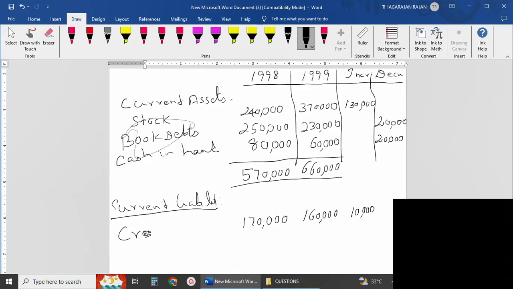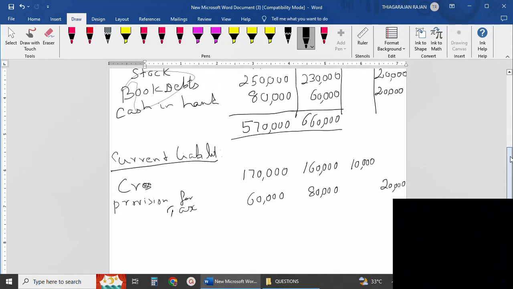What else is there? Next, provision for tax. Students, make a note: provision for tax is a current liability. It was 60,000 in 1998 and now it is 80,000. The liability has increased, so it should be shown on the decrease side. Is there any other current liability? Nothing. So we add all these: the current liability is 2,30,000 in 1998 and 2,40,000 in 1999.